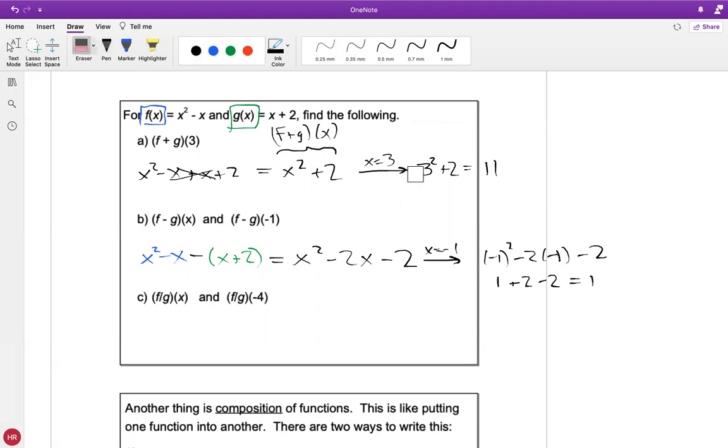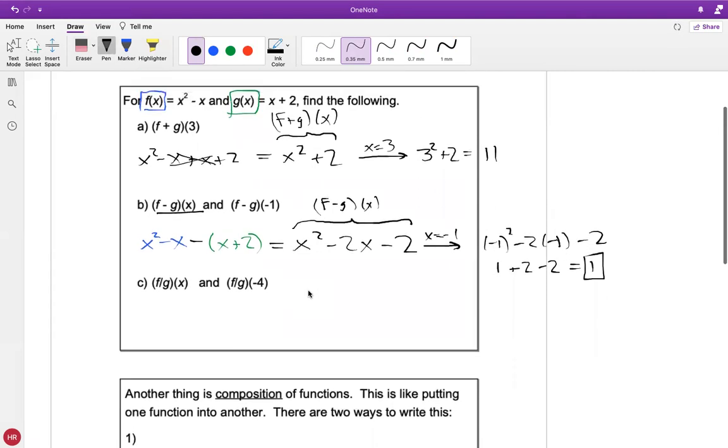So that's how you do these when you have to. This one they requested that I find this thing first. So this right here is f minus g of x. And this is f minus g of -1.